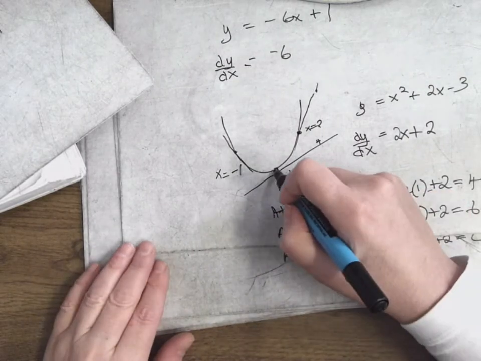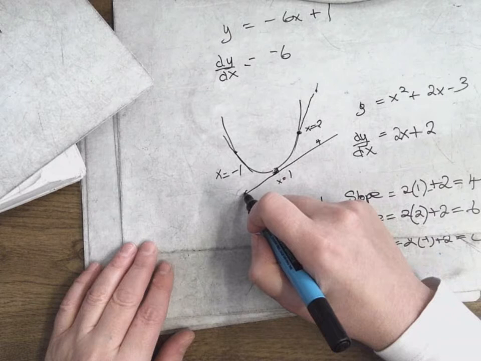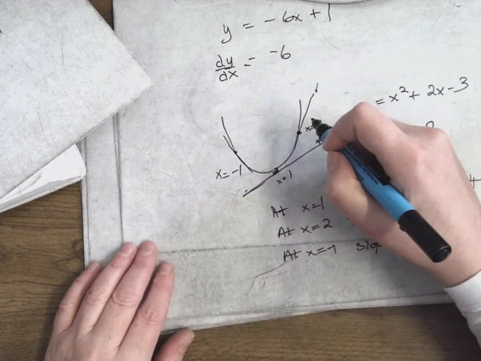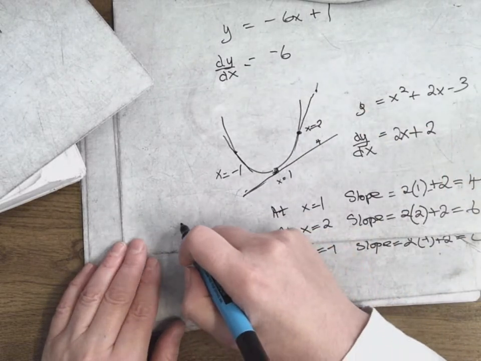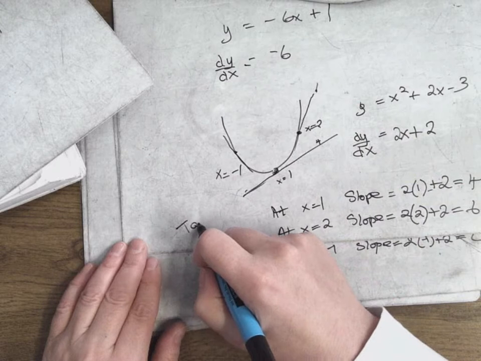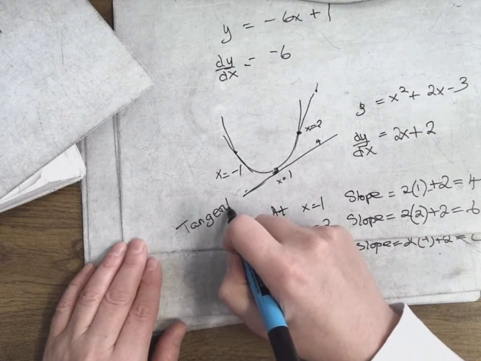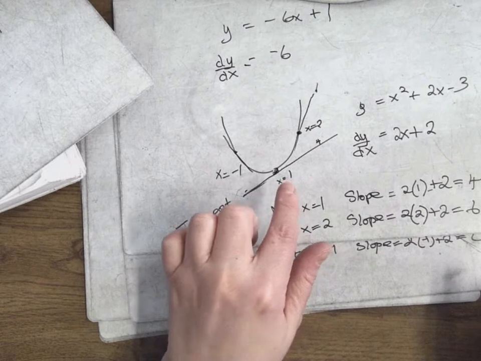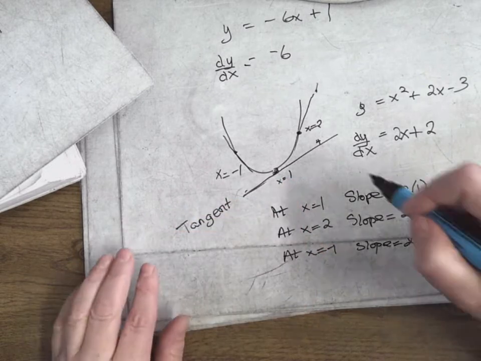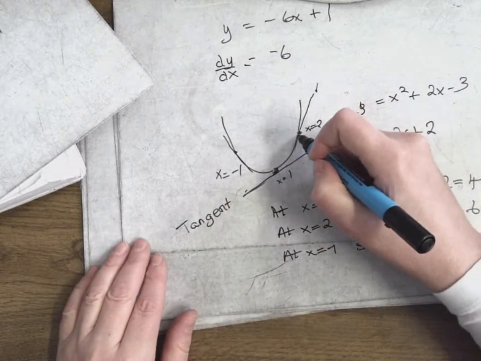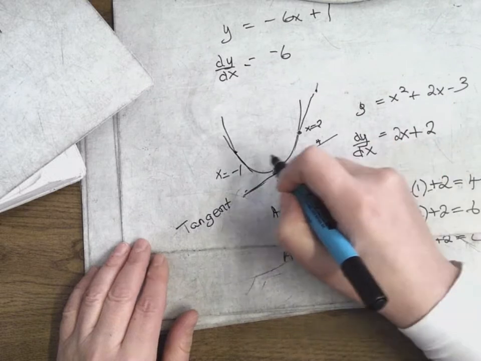And the last thing I wanted to tell you about is, I've been drawing these lines. Does anyone know what these lines are called? They're called a tangent. So a tangent is a line that hits the curve at one point only. So that line there hits it here. That line here hits it at one point only.